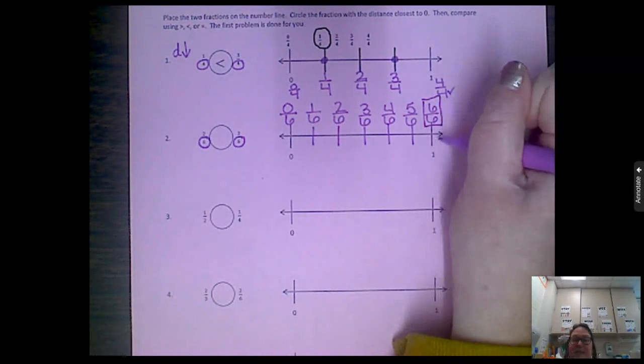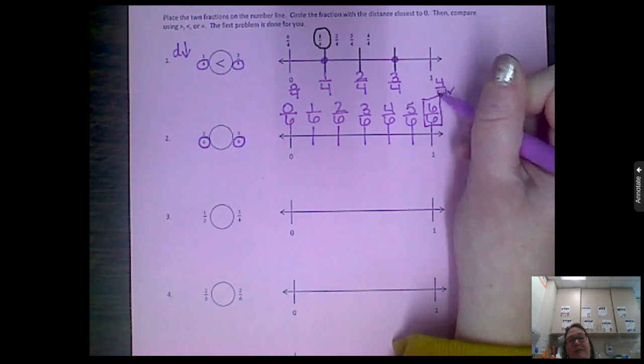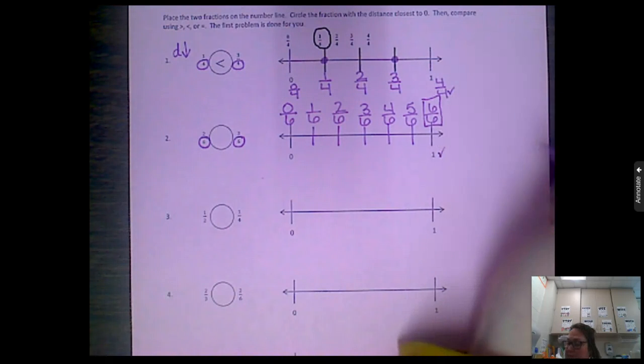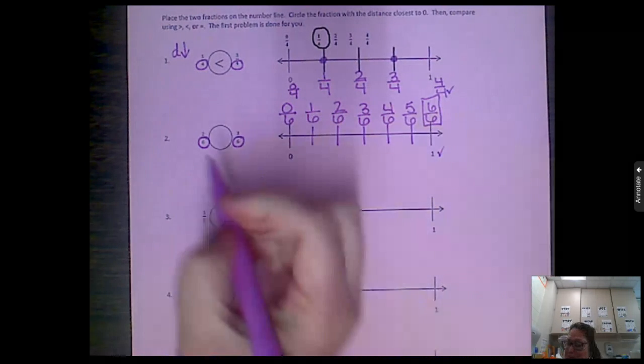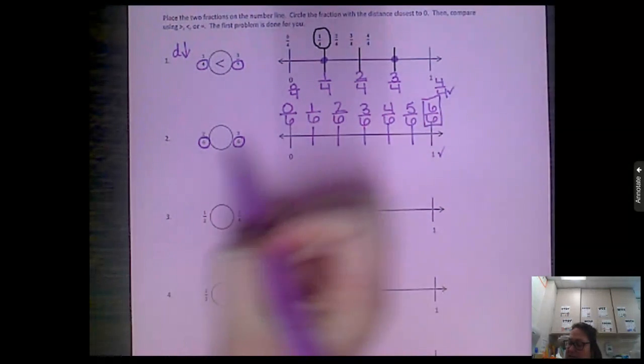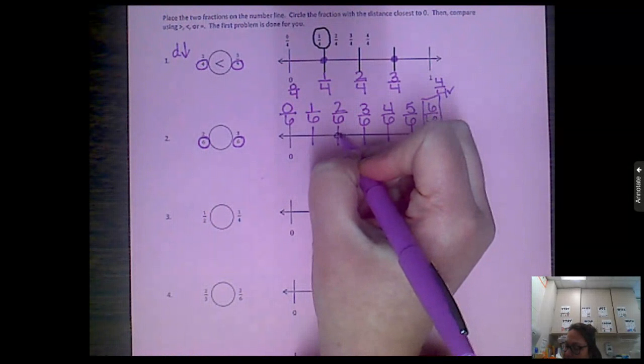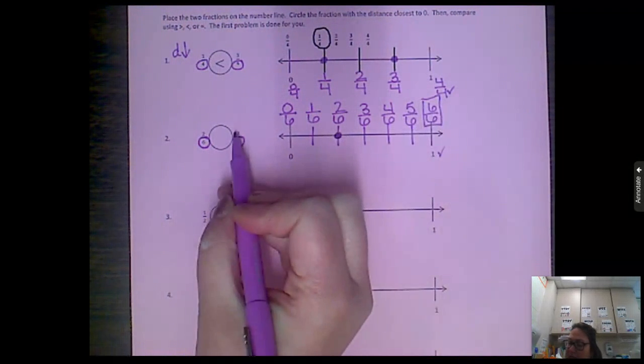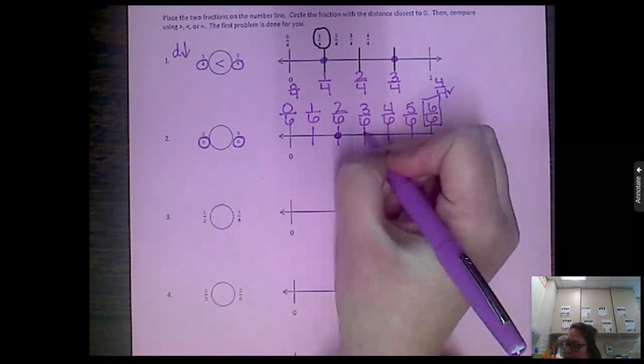And 6 divided by 6 is 1. 1 goes into 6 one time. So I know that I am correct there. Okay, but I'm not done. I want to compare those fractions, right? The first one I have is 2/6, so I'm going to put a point right on 2/6. And then the second one we have is 3/6, which is right here.